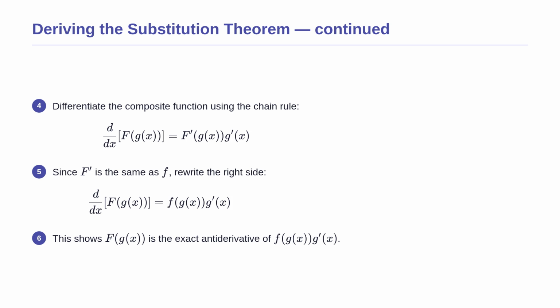Because we established earlier that capital F prime is exactly our original function f, we can replace it. This gives us f of g of x times g prime of x. This is a crucial step. It proves that capital F of g of x is the exact antiderivative of the complex expression we started with.